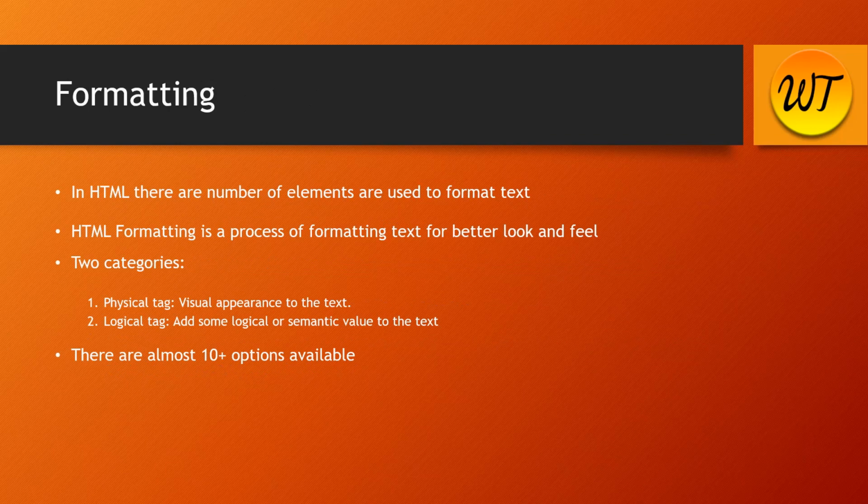Formatting is most important in HTML. In HTML, there are a number of elements used to format the text. Formatting is a process of formatting text for a better look and feel. There are two categories: physical tag and logical tag. Physical tag gives a visual appearance to the text, and the logical tag gives some logical or semantic value to the text. There are almost 10 plus options available in formatting.